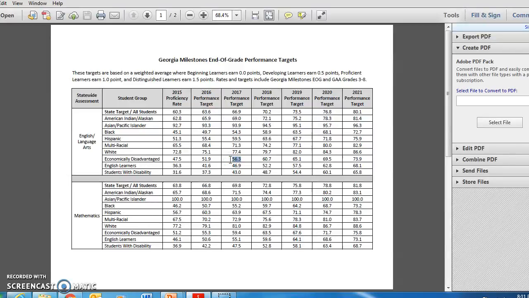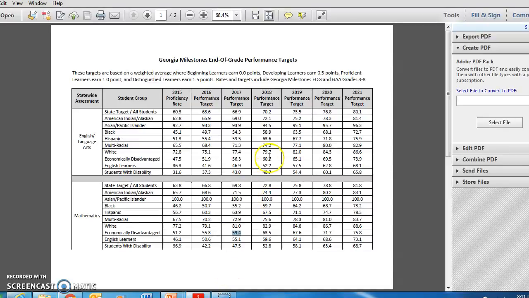So the concept then is, are our students going to be able to meet that jump? For our students with disabilities, although it was lower at 37.3 to meet it, we're going up to 43.0. Then if you look at math, same concept, 55.3 for economically disadvantaged last year to meet that target, and then 59.4 for this year. So all of our targets are going up.